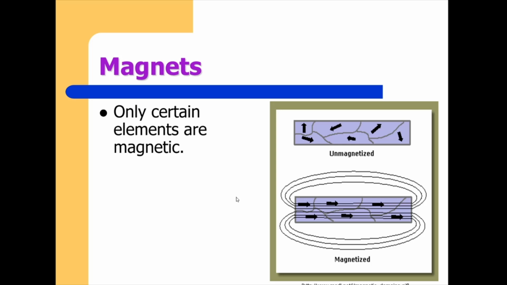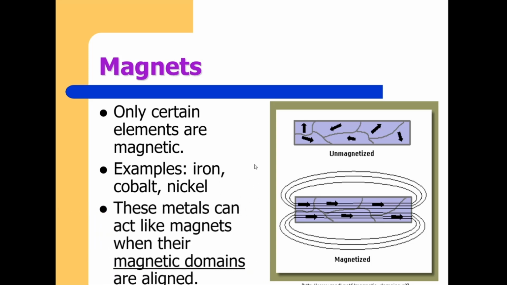So you might have wondered, what are magnets made out of? Well, we know that only certain elements are magnetic. Specifically, only some metals, not all metals, are magnetic. Some examples are iron, cobalt, and nickel. Those are the most common forms of magnets, especially iron, because a lot of the Earth's core is made up of iron and also nickel. These metals can act like magnets when their magnetic domains are aligned.